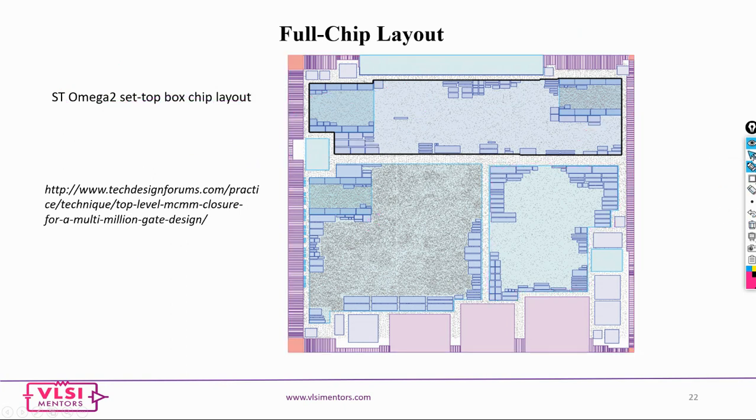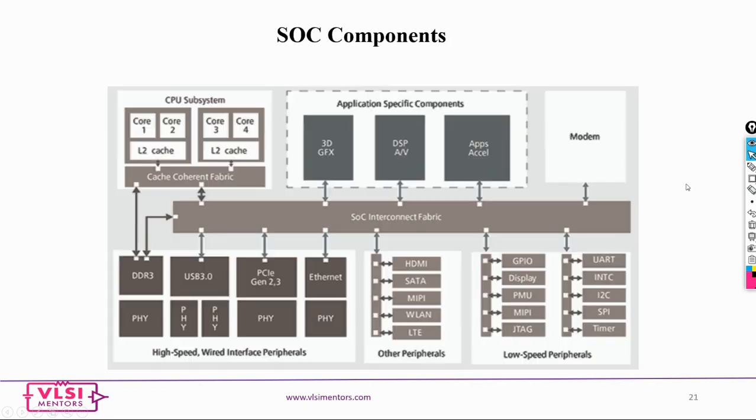Now if you look at a typical design like this, we need a minimum of 200 to 300 people to design this chip. Say for example the CPU subsystem: you would definitely need a minimum of 25 to 30 people only to work on the CPU. For the graphics core you would need another 20 people, DSP is another 20 people, and for the modem you might need another 30 to 40 people.